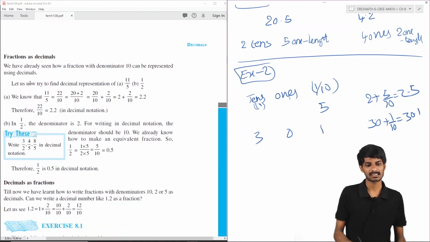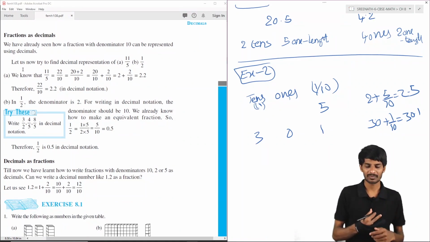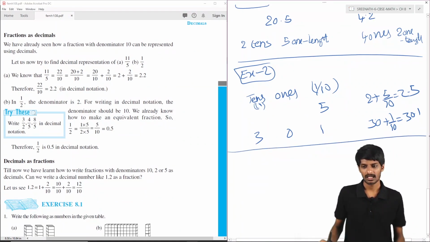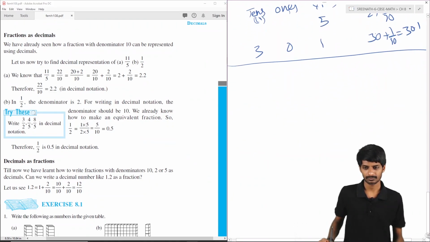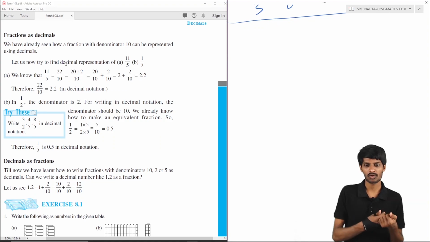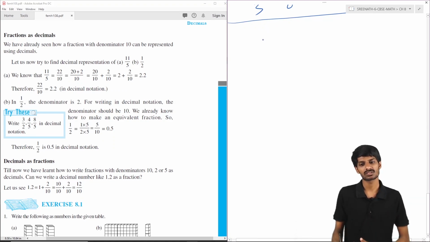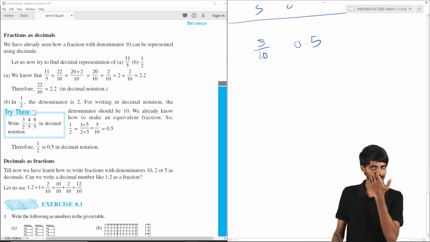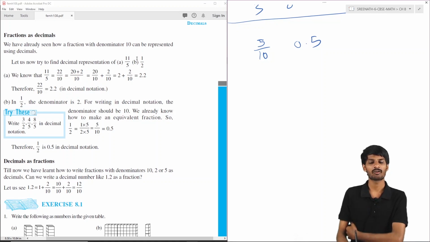Next, also fractions as decimals. So how will we represent fractions in terms of decimals, students? We have already seen how a fraction with denominator 10 can be represented using decimals. If there is a fraction, suppose 5 by 10, how will we represent it in the form of 0.5? 5 into 1 tenths. 1 tenth is 0.1. Like that, students. So let us now try to find the decimal representation of 11 by 5 and 1 by 2.